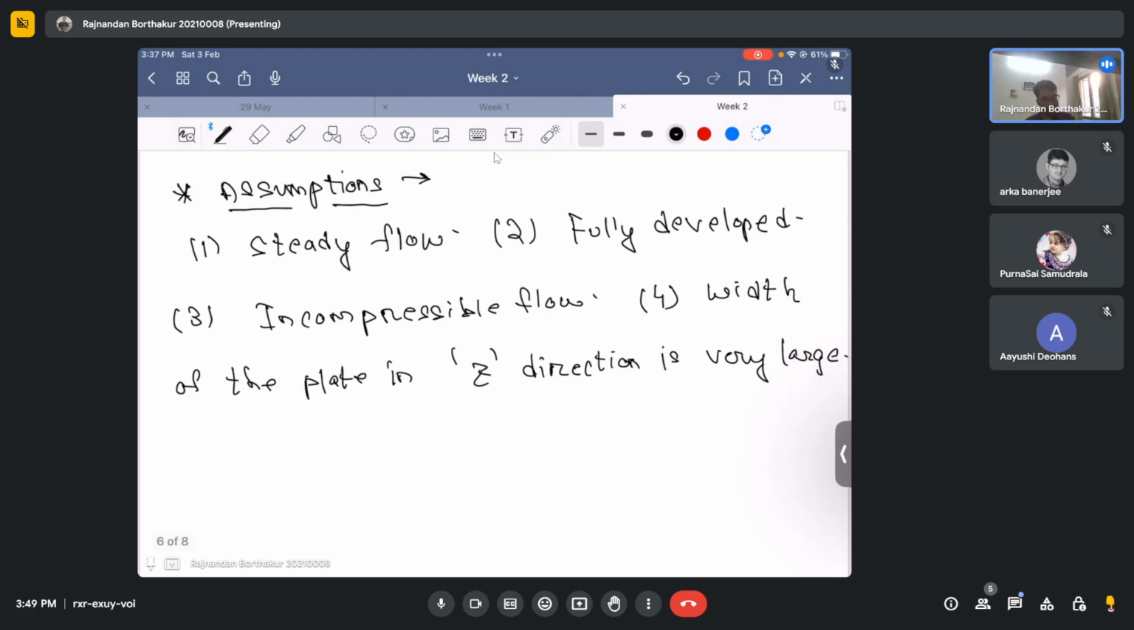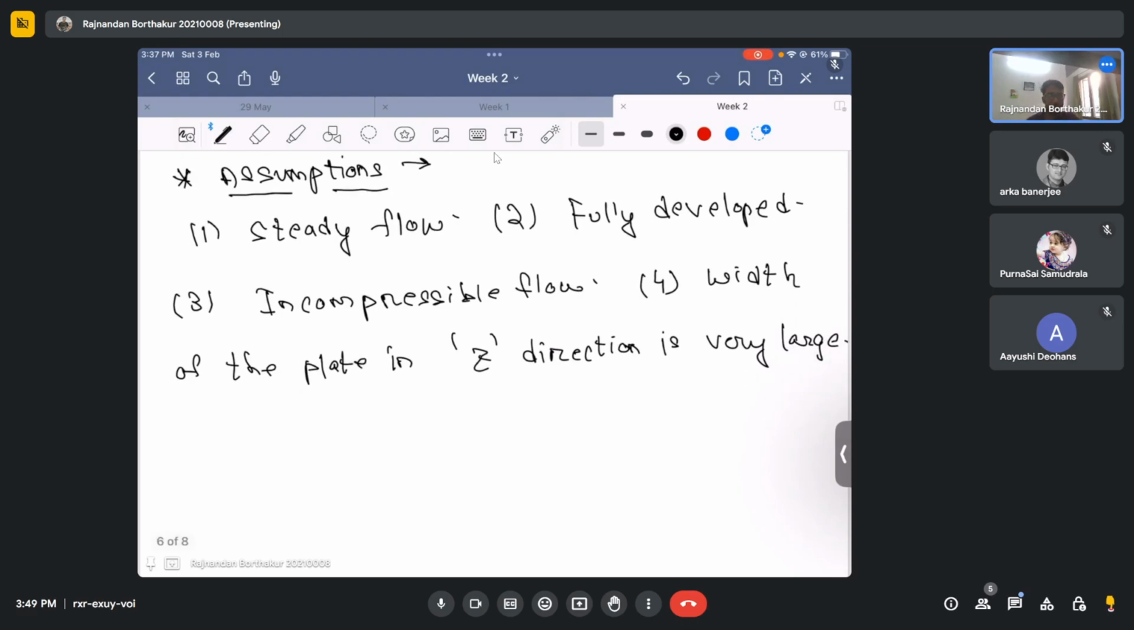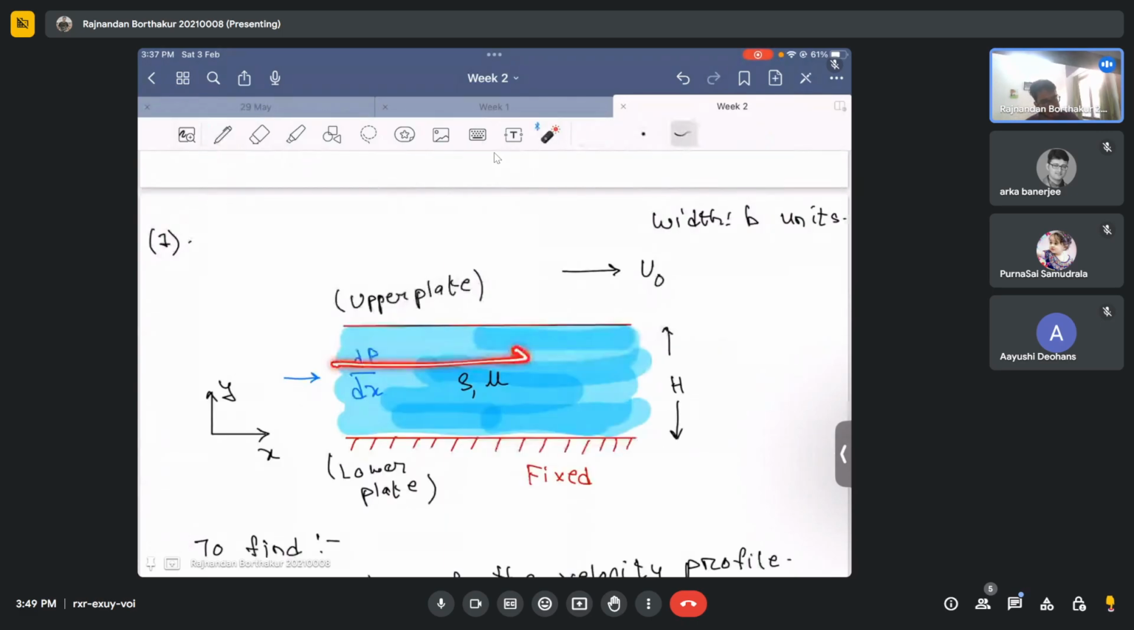So with these assumptions, we will now write the Navier-Stokes equation and try to simplify it by invoking these assumptions. Of course, I will also say that there is no body force, and the flow is 1D in nature. The implication of a 1D flow is that the streamlines are nearly parallel. So the streamlines would basically look something like this, nearly parallel with respect to the x-axis.